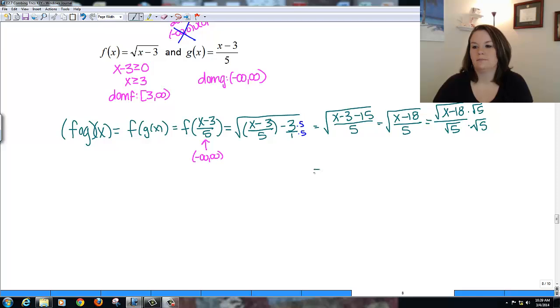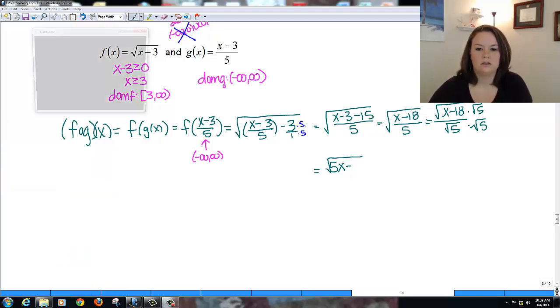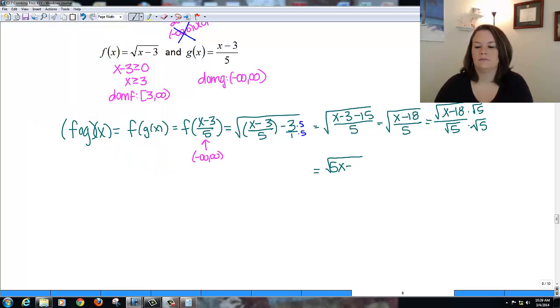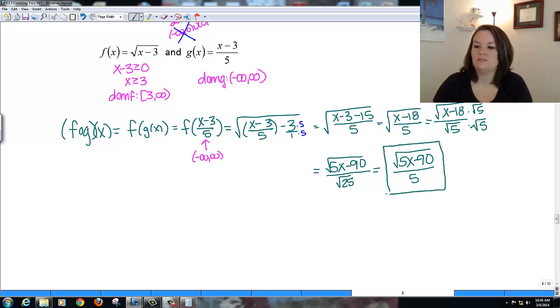Okay. So that gives me the square root, and I'm going to go ahead and distribute that 5 to my x and my 18. So I get 5x minus 5 times 18. Let me use my handy dandy calculator. 18 times 5 is 90. 5x minus 90 all over the square root of 25. Or in other words, the square root of 5x minus 90 all over 5. Okay, so this is my composition function.